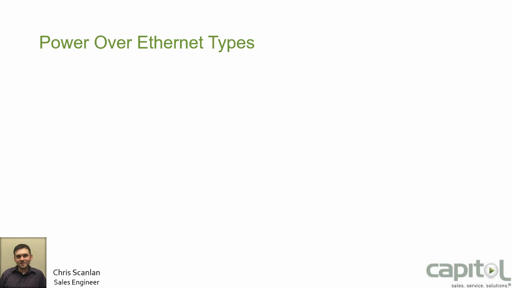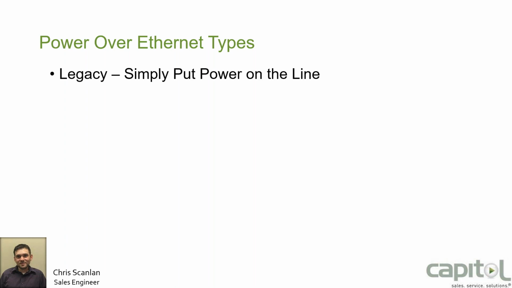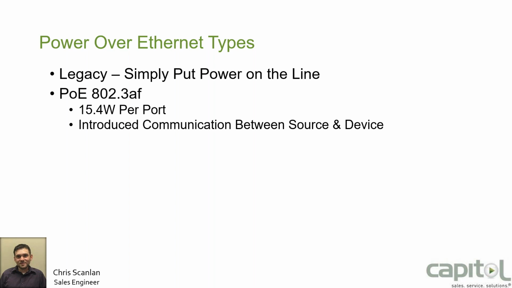With PoE, we're going to talk a little more because there are different types. A lot of people don't know that there are actually different types of PoE. There's legacy PoE, which simply puts power on the line. There's the PoE 802.3af standard, which is standard PoE, not PoE Plus. This is 15.4 watts per port, meaning if it's a standard PoE device, it will take up to 15.4 watts. It also introduced communication between the source and the device over the same cable.